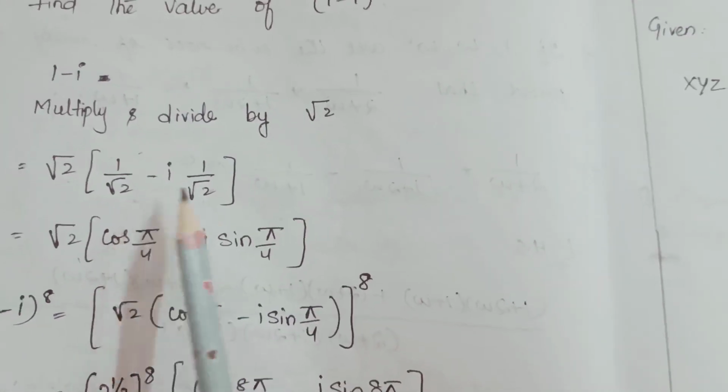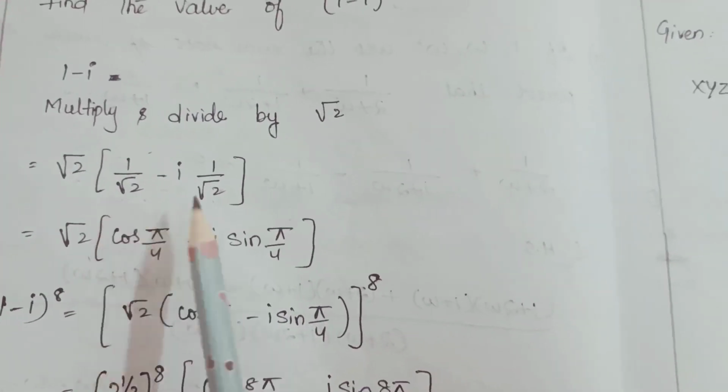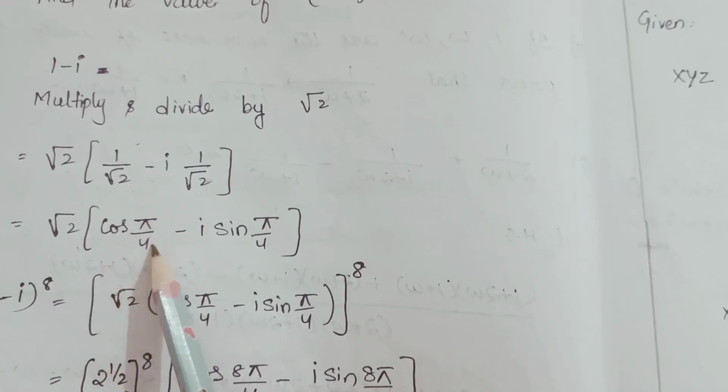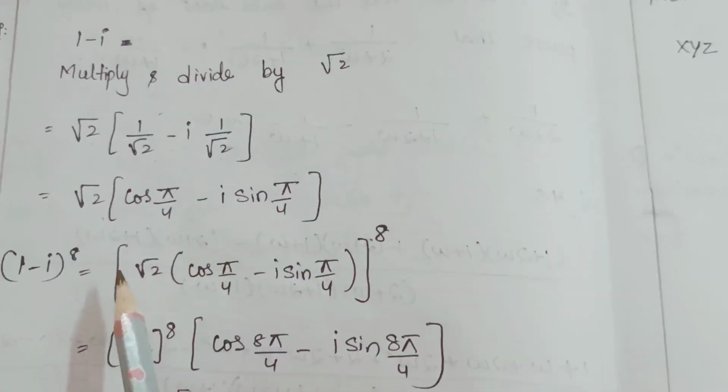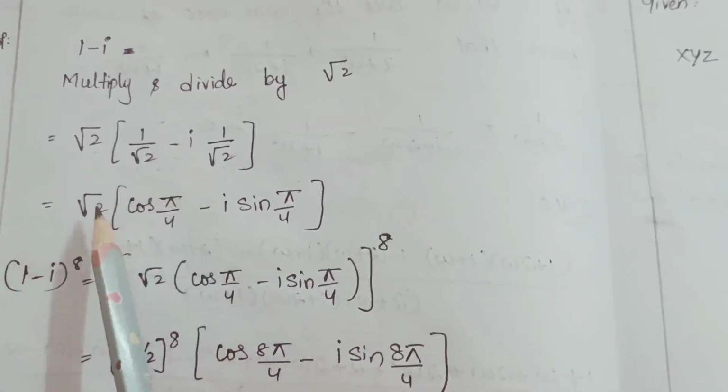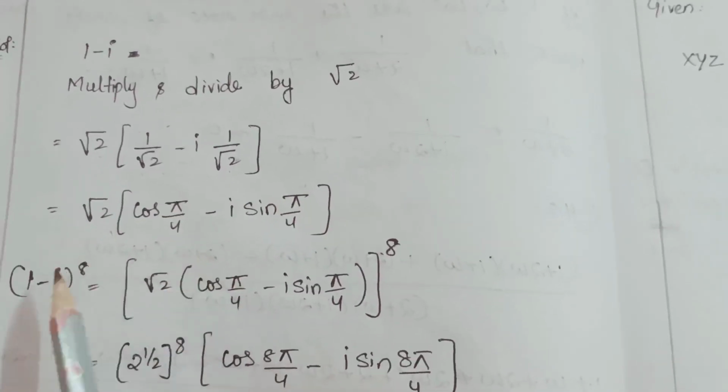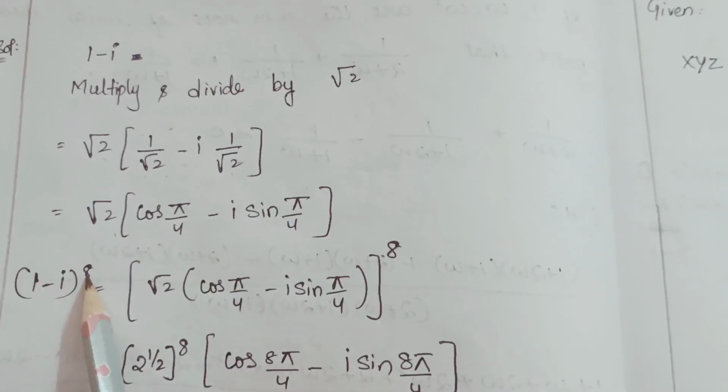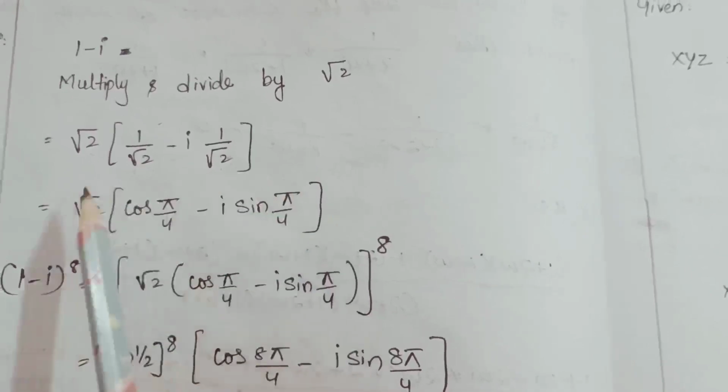in terms of cos and sine. This is cos 45 and this is sine 45. So cos pi by 4 minus i sine pi by 4. Okay, so now we got 1 minus i. 1 minus i value whole to the power of 8, 1 minus i value is this much, root 2 times that.